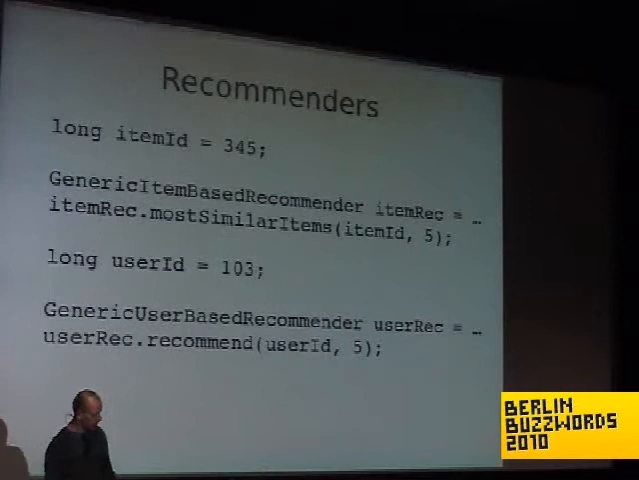And of course, you can do the same with a user-based recommender. It's almost the same. You call the recommend method for a given user and the number of recommendations. So it's really quite easy. Of course, then you only have the item IDs back, so you still need to fetch your object from somewhere.